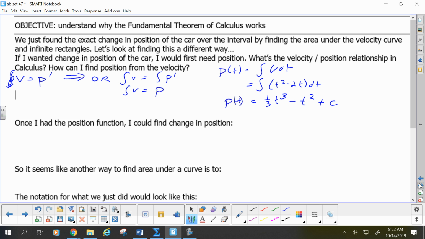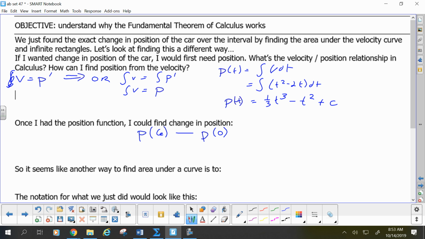All right. Now, once I had the position function, I could find change in position. We said the whole problem is about how did the position change? From 0 to 6 seconds, how did the position change? And we did all that infinite rectangle stuff in order to find that. But couldn't we just say, all right, if I want the position change, doesn't that mean I just want to say, what's the position at time 6? What's the position at time 0? And change is the difference between the two.